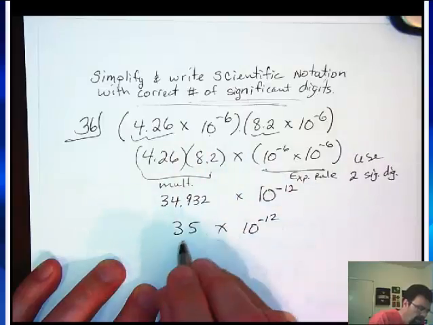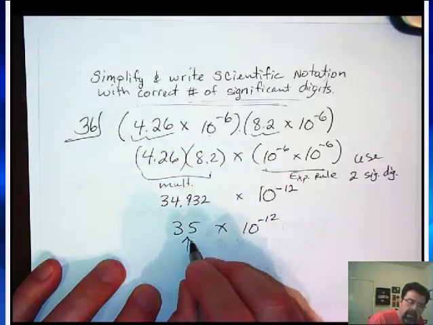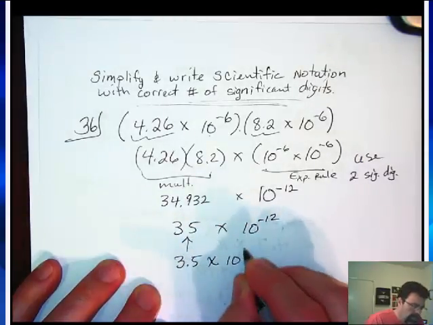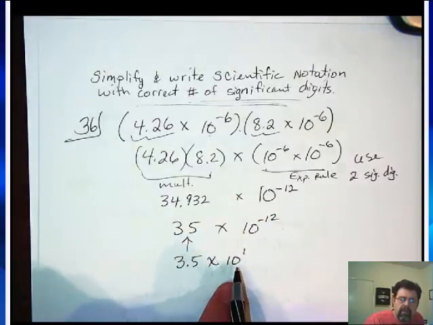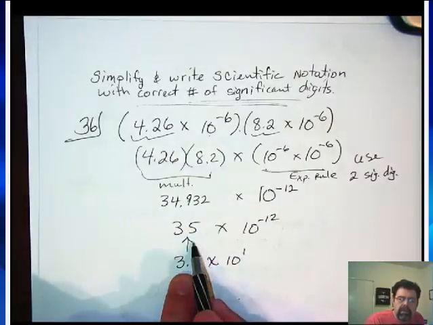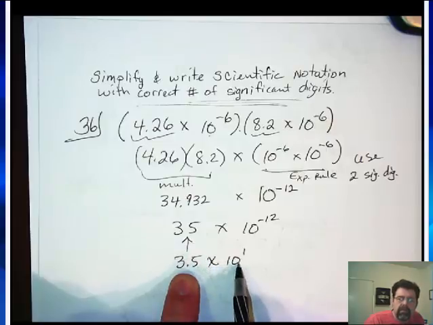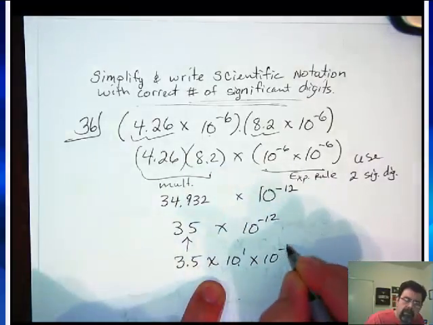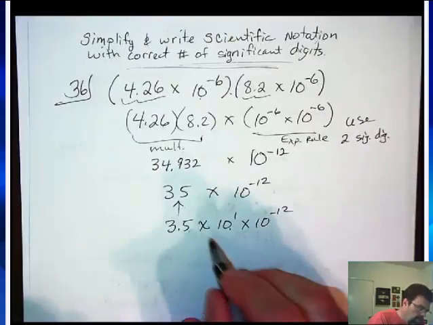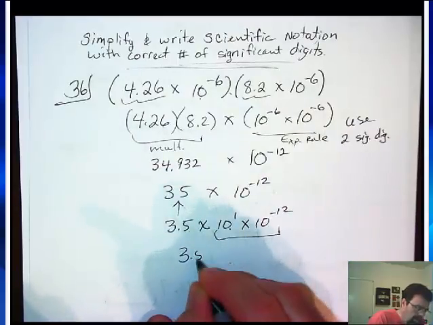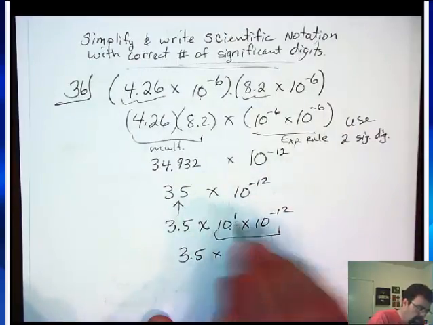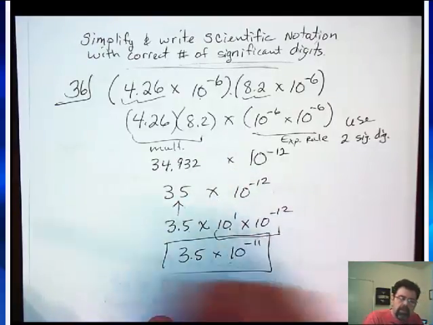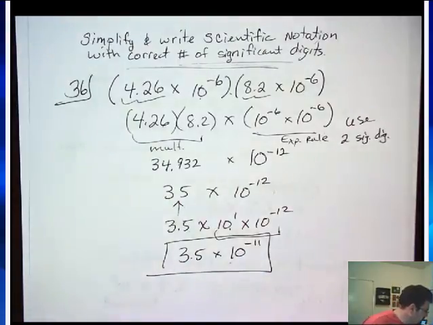And then of course this is not scientific notation, you need the decimal point there. And if I times this by 10, that will make 3.5. So 3.5 times 10 to the 1 is the same thing as 35. But we also have this 10 to the negative 12. So I combine that, and using exponent rules, 1 plus negative 12 is negative 11. So this is my final answer to 2 significant digits.